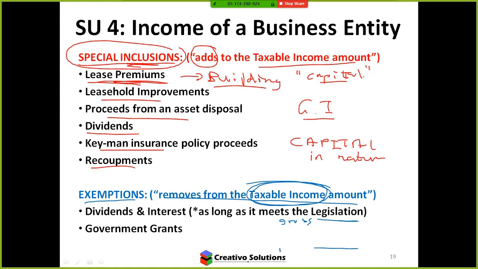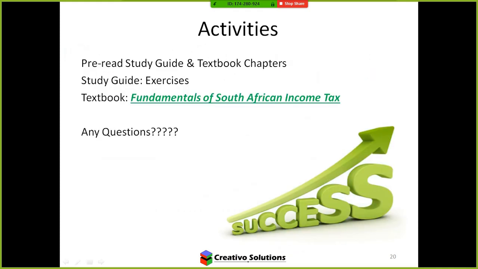Gross income, taxable income. So dividends, see, there it is. I've given it to you now in the notes. Interest, those are the common ones, as long as it meets the definition of the legislation. Government grants. Those are some of the ones they've mentioned in your textbook. All right, and that's the end of this chapter.